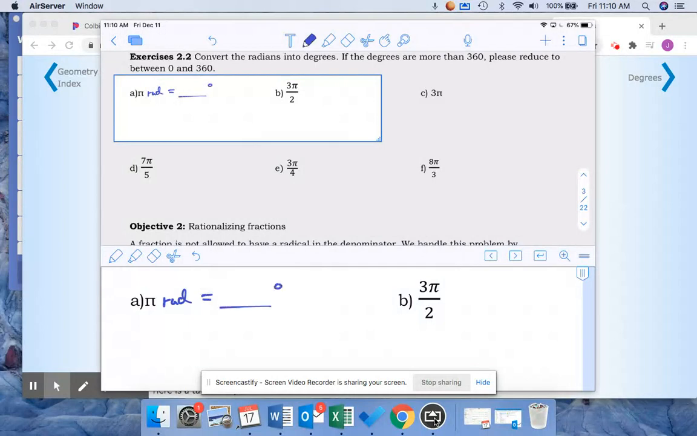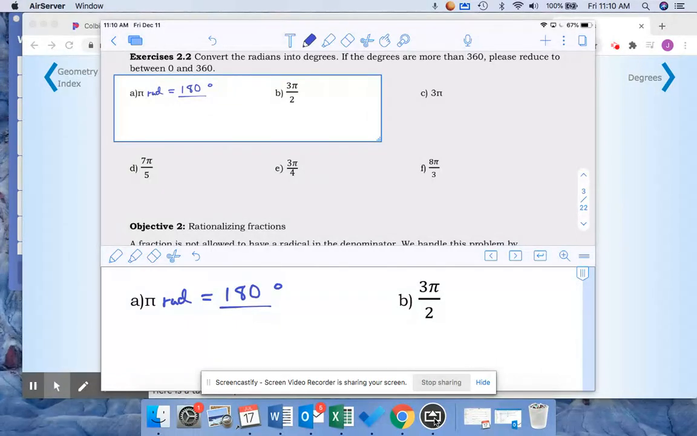Well, this one is actually the conversion factor. We know that pi is 180 degrees. The pi is half the circle. And so we don't need to do any actual math on this one. It's as if I had 1 foot. How many inches do I have, right? But this is going to help us with the next problem.